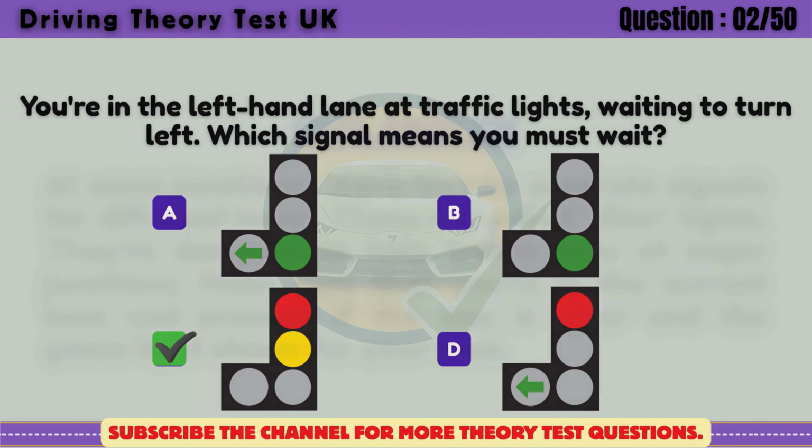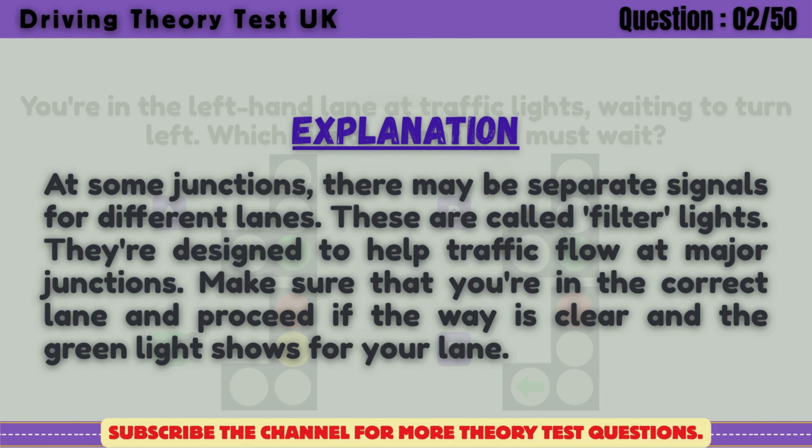Answer is C. At some junctions, there may be separate signals for different lanes. These are called filter lights. They're designed to help traffic flow at major junctions. Make sure that you're in the correct lane and proceed if the way is clear and the green light shows for your lane.